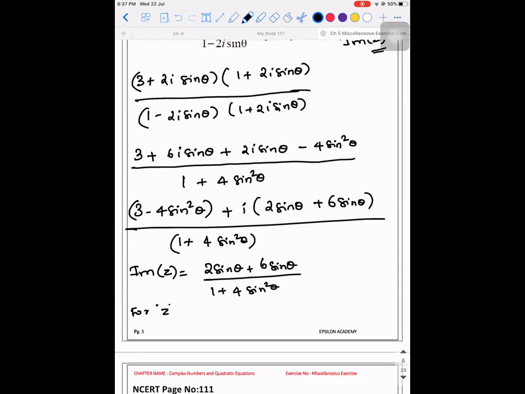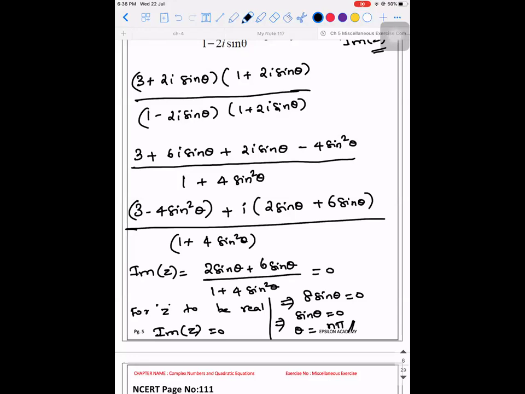So for z to be real, imaginary part of z should be equal to 0. Means this part should be equal to 0, which implies I will take 2 sine theta outside. 2 sine theta into, or I can just write it as 8 sine theta. No, why did I complicate it? So it is 8 sine theta equal to 0, which implies sine theta equal to 0. Then theta will be equal to something like n pi. Okay. So as of now, accept it, because trigonometric equations is removed from your syllabus, no?